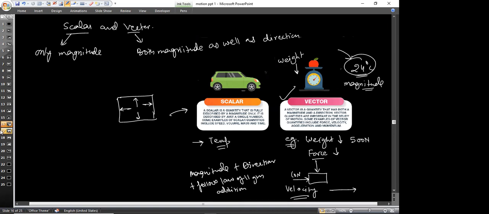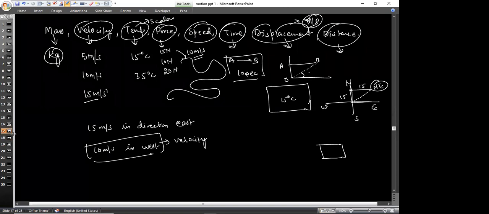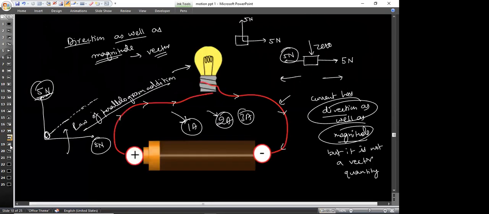Similarly, let me explain some examples, then I will explain the current. The current has direction as well as magnitude, but since it does not follow the law of parallelogram addition, it is not considered a vector quantity.